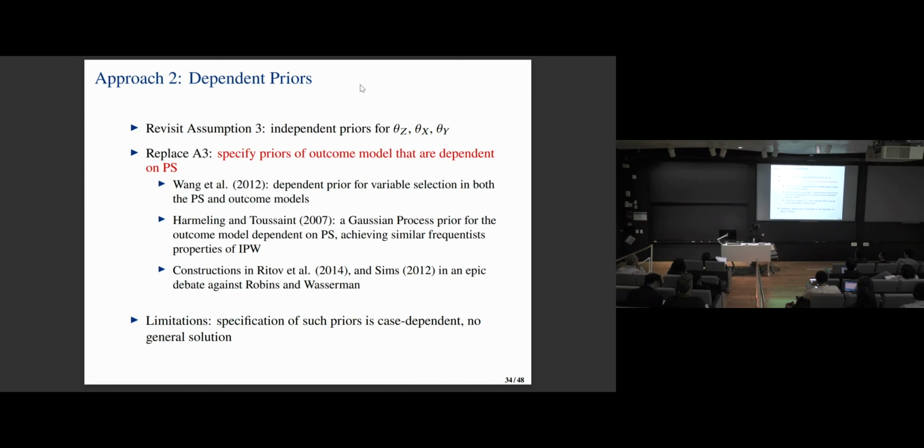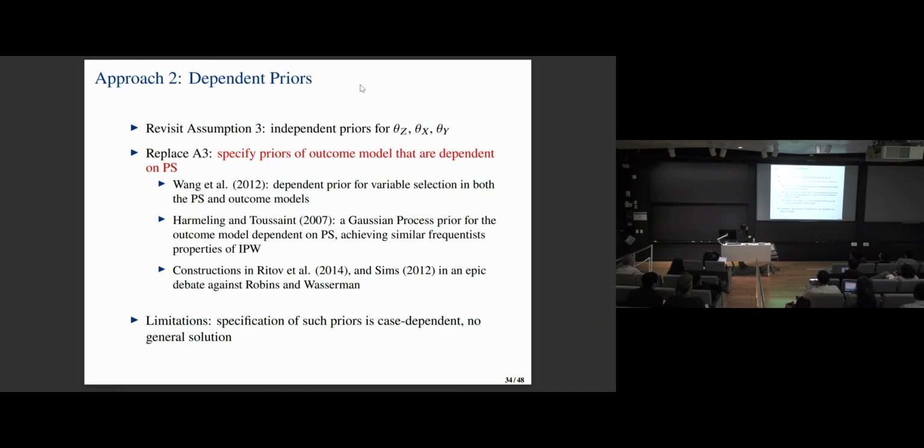So the idea is, why don't we actually specify priors without this assumption, because this might not be the case? We can specify priors for the outcome that are dependent on the propensity score. We say these two mechanisms, the assignment mechanism and the outcome mechanism, are related to each other. Again, the strength of Bayesian is that you can specify priors to reflect that. One paper on this is by Wang et al., and both Francesca and Giovanni are on that paper. This paper is a very good example of that. What they do is specify a dependent prior for variable selection in both the propensity score and the outcome model, and then make them dependent.